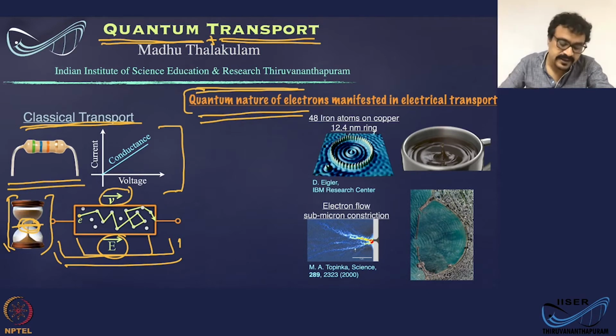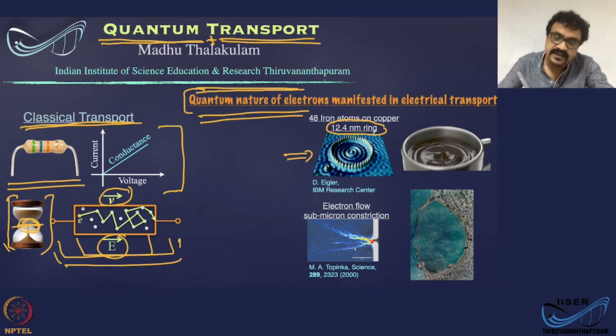What I have here is two landmark experiments. One is a scanning tunneling microscopy image of 48 iron atoms on copper. They are arranged in the shape of a ring. It's a very sophisticated experiment. And here is the approximate size of the ring, around 12.4 nanometer.